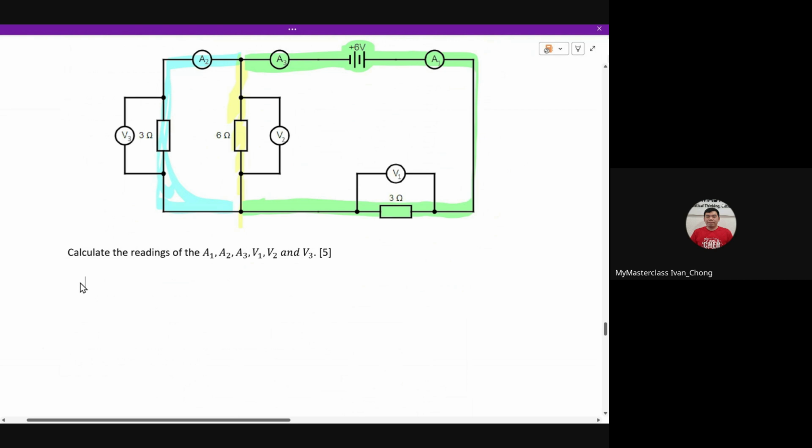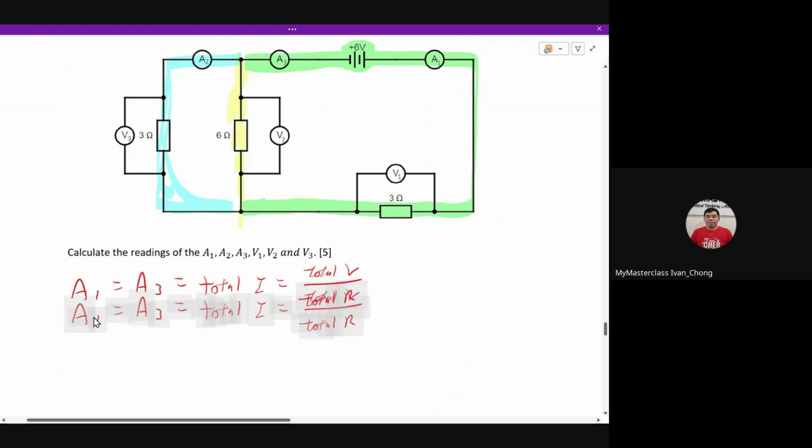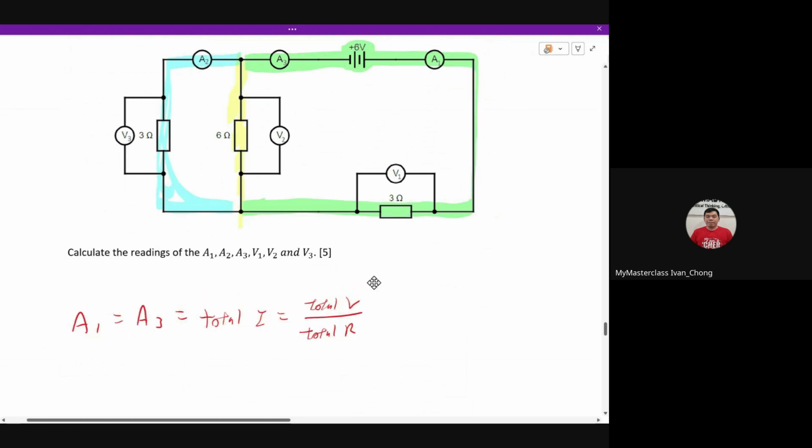So if you want to find total current, which is A1 and A3, okay? These guys are your total I, because they are the green part. So if I need that, I need total V, I need total R. Okay, so if you notice, we need total R first, right? So before we actually solve this, you can solve for total R first.